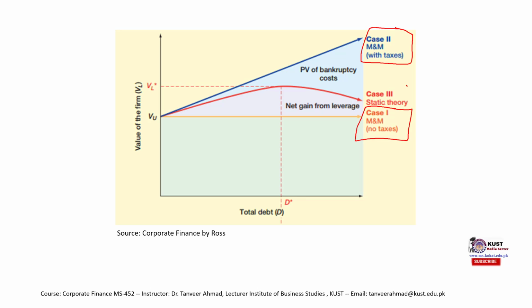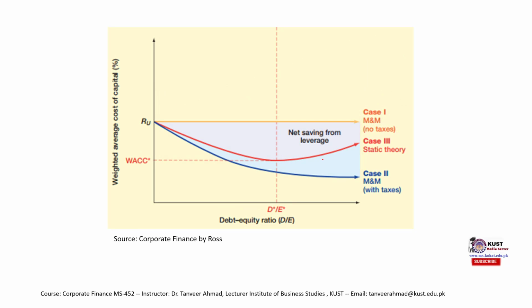This case 3, which is static theory, says that if you keep on increasing debt, the value of the firm would increase to a certain point, and then it would decrease after that. So it says that the debt of the firm should be to a point where the value would be maximum. And similarly, if we compare the WACC in all these three cases, case 1 without taxes, the WACC would not be affected. Debt is irrelevant. Whether you increase the debt or decrease the debt, the WACC would be constant, the same.